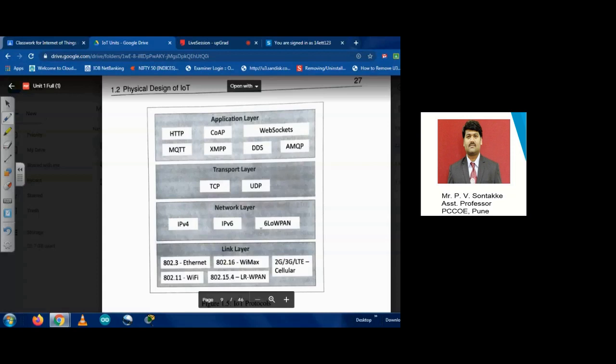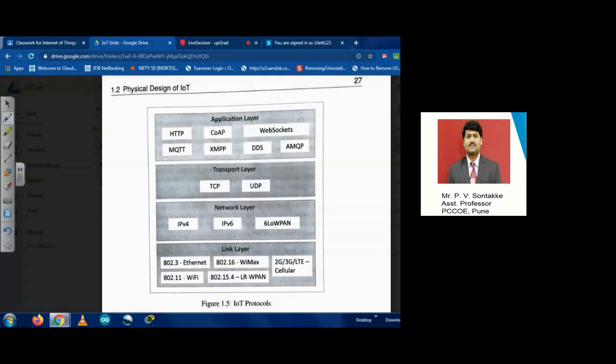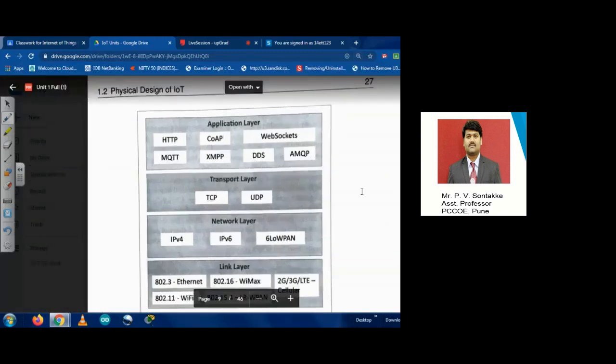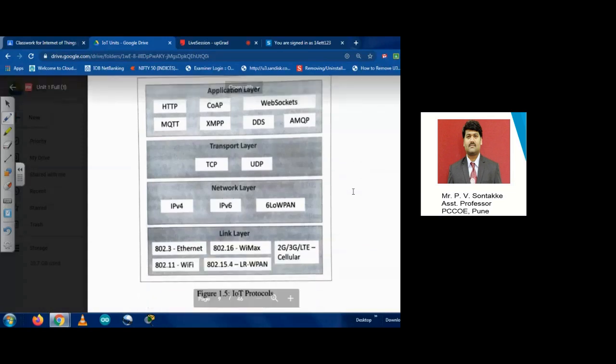Okay, the next layer we consider is the network layer, where devices can be connected globally. The network layer is responsible for exchanging the data from source directly to the destination, with the help of addressing schemes such as IP version 4, IP version 6, or 6LoWPAN. This 6LoWPAN may be new to you, because it uses IP version 6 but with low power. Using it we can create the network, that is a wireless personal area network.